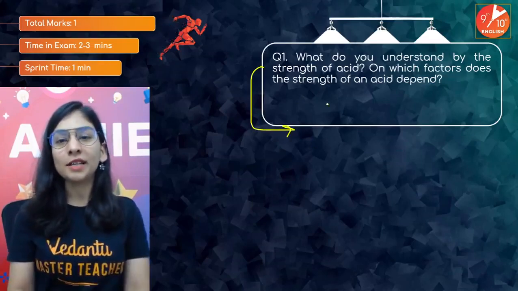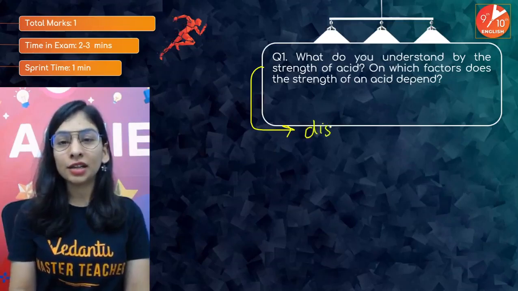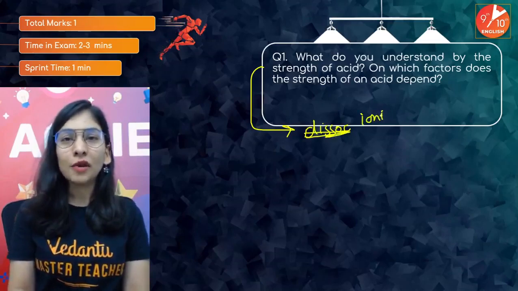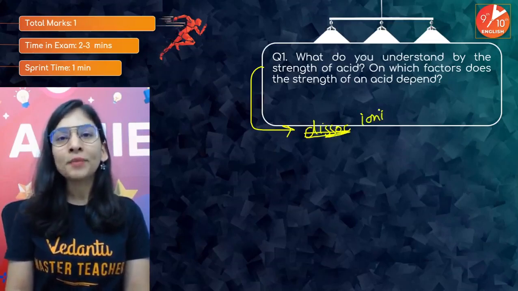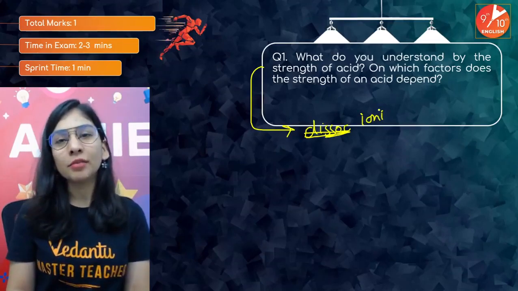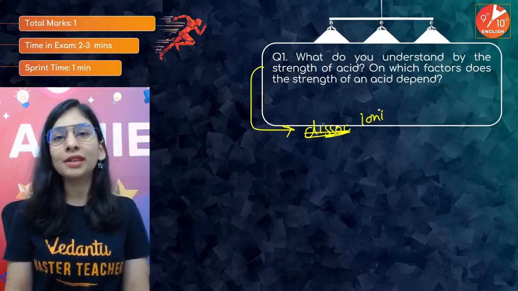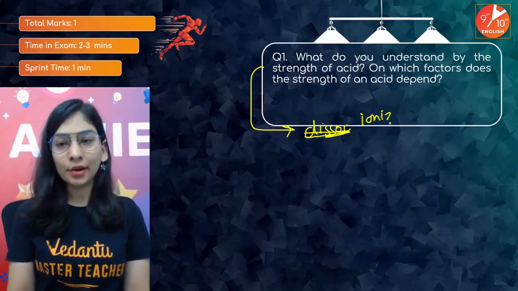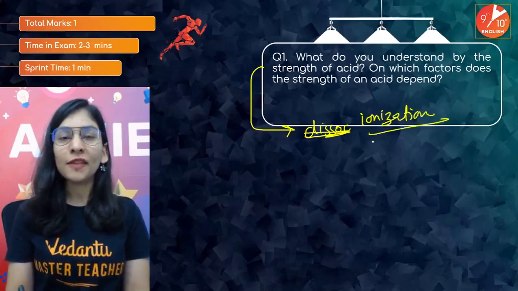So it totally depends upon its dissociation. In better terms, I must say ionization, because most of the acids are generally in the covalent form having some polarity of charge, and when you put them into water, they'll ionize. Okay, so what do you understand by strength of acid?